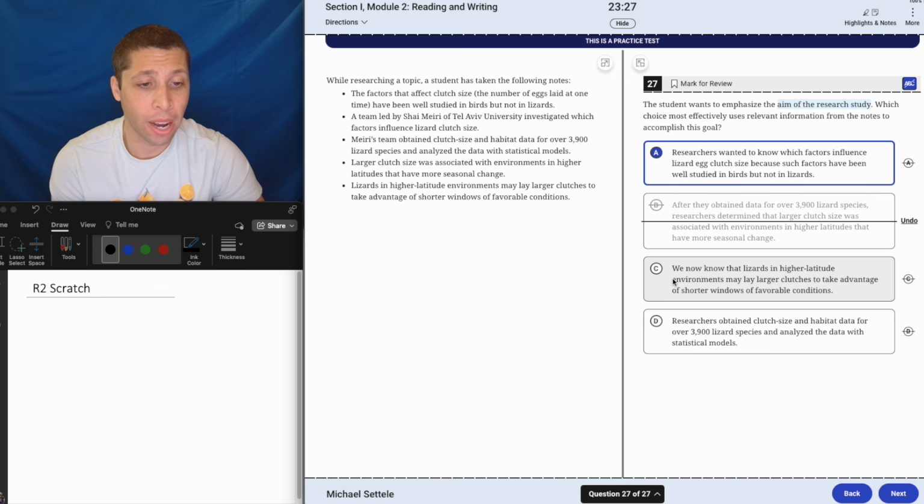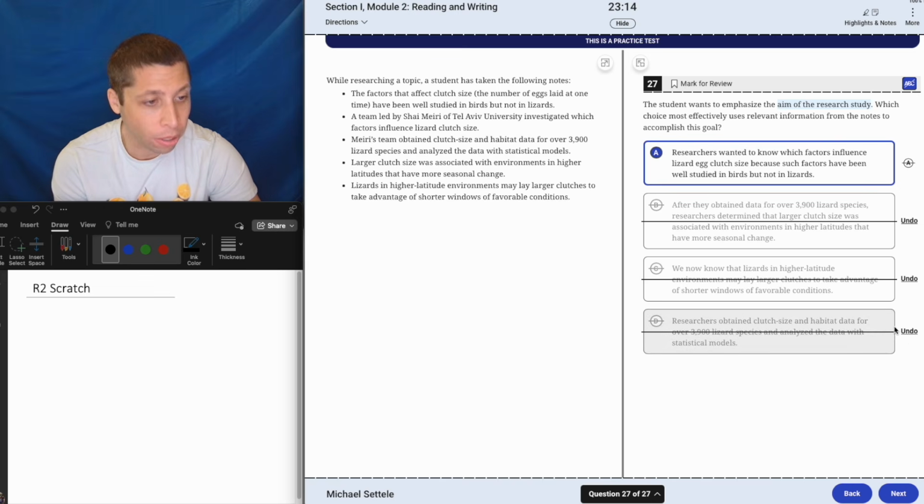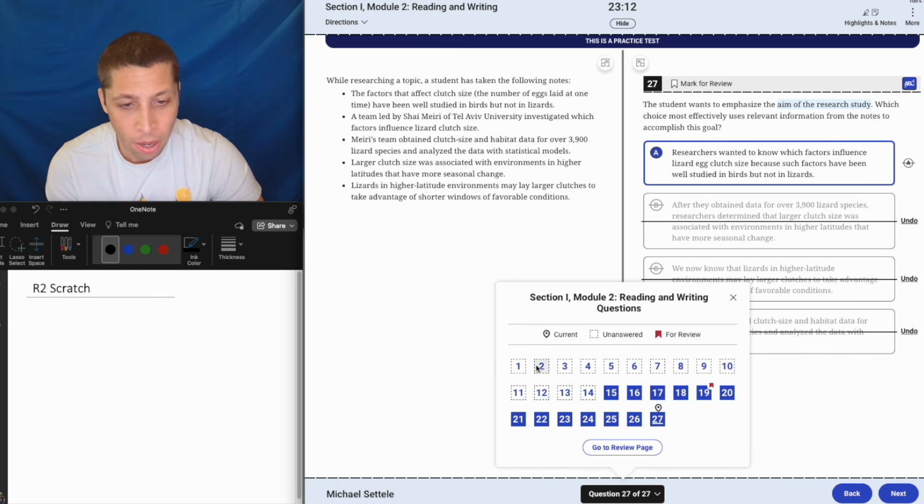We now know that lizards in higher latitude environments may lay larger clutches to take advantage of shorter windows. That's, again, sounds like a finding. Researchers obtained clutch size and habitat data for over 3,900 lizard species and analyzed the data with statistical models. But what was the goal? What did they want to know? It literally says wanted to know. Yeah. All right.